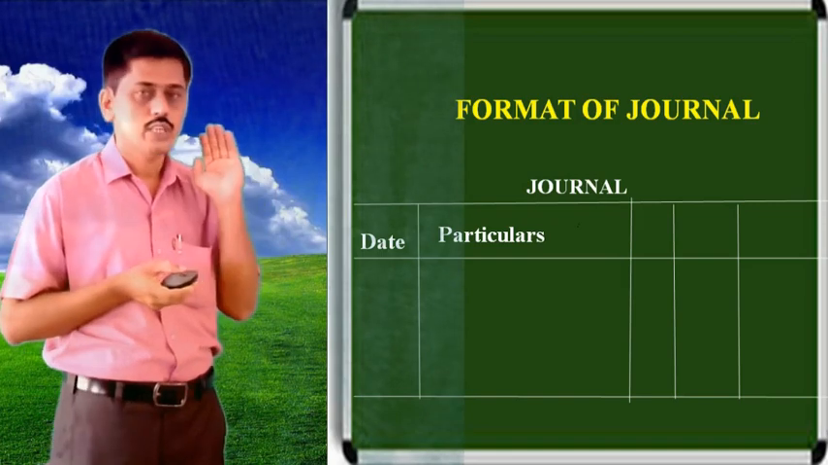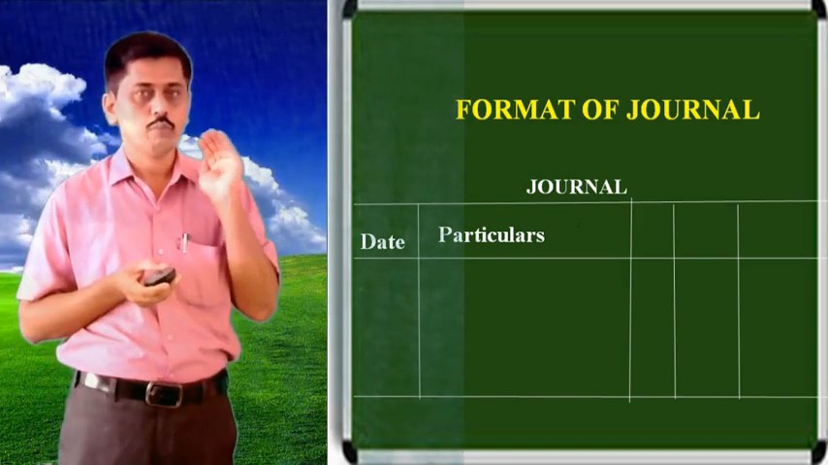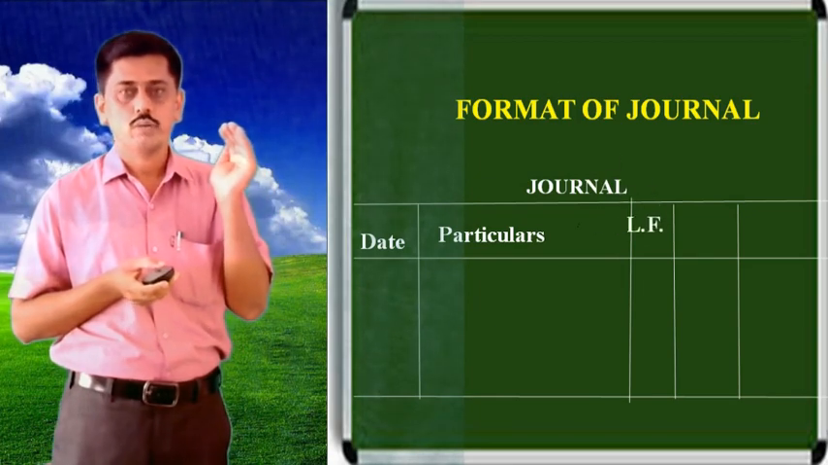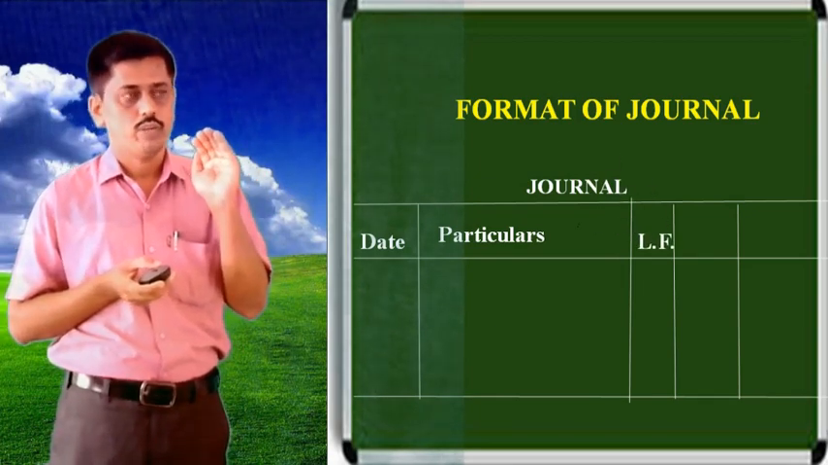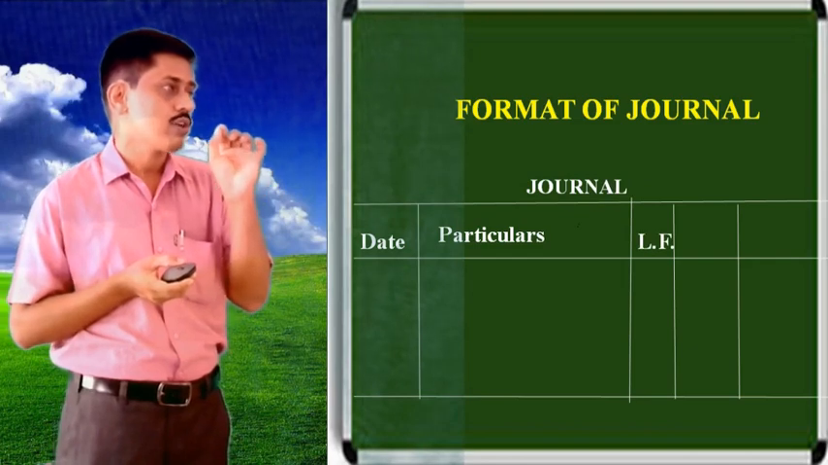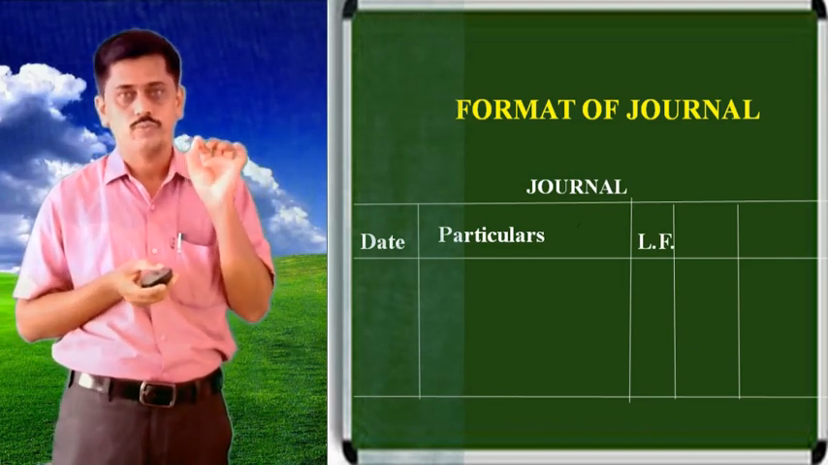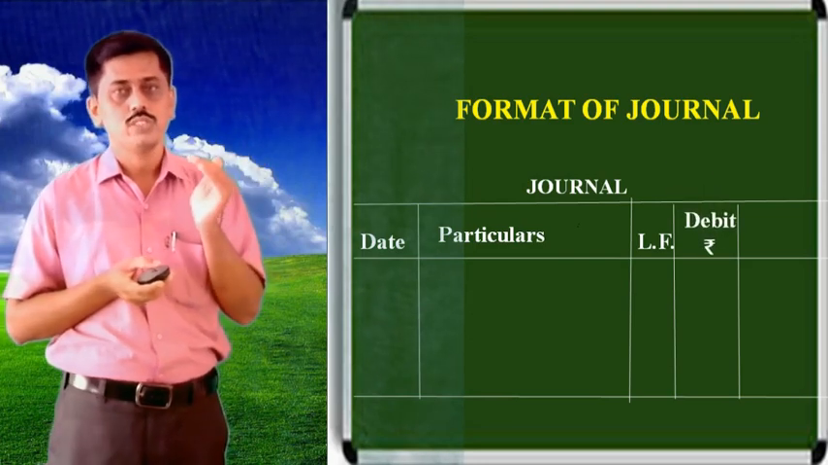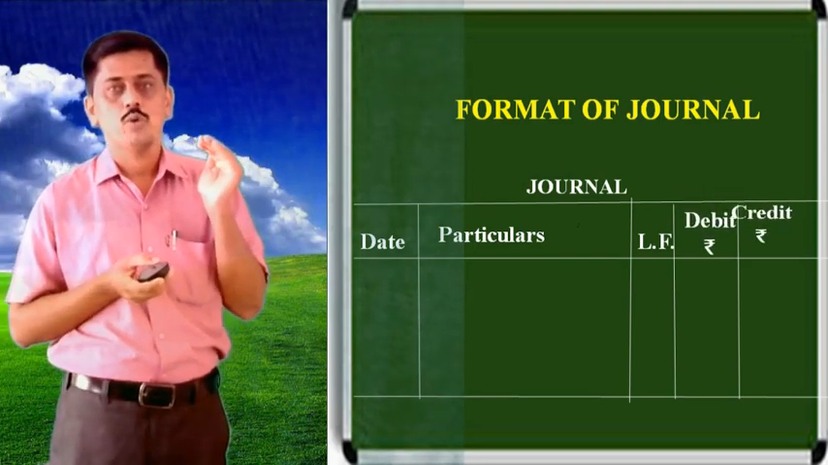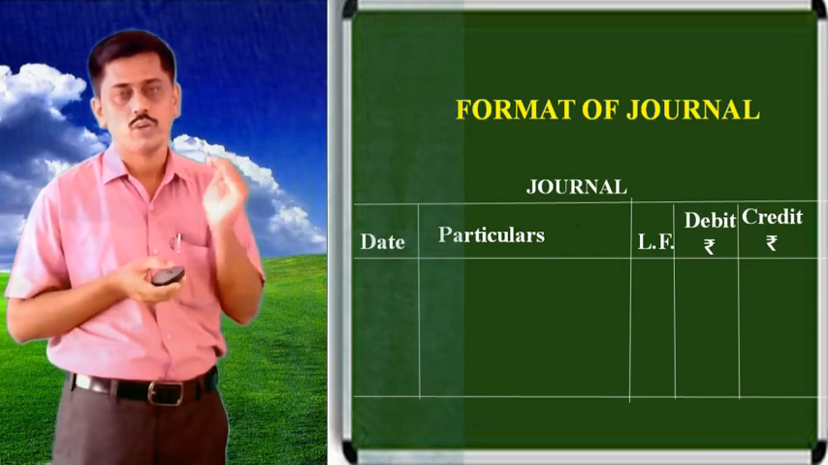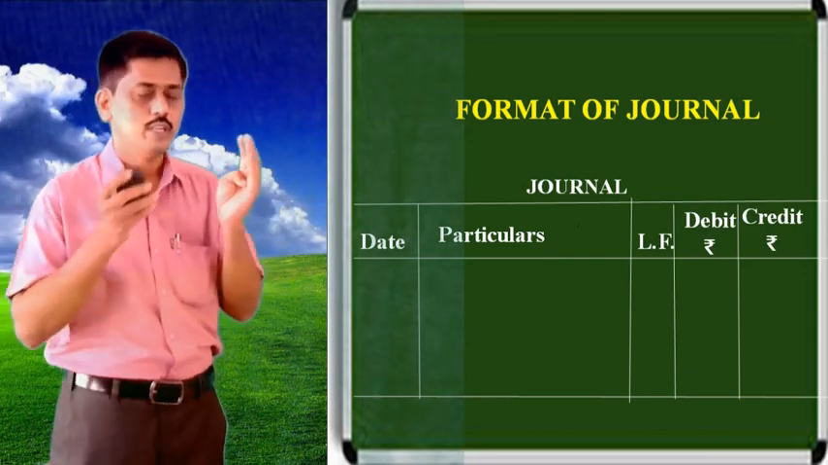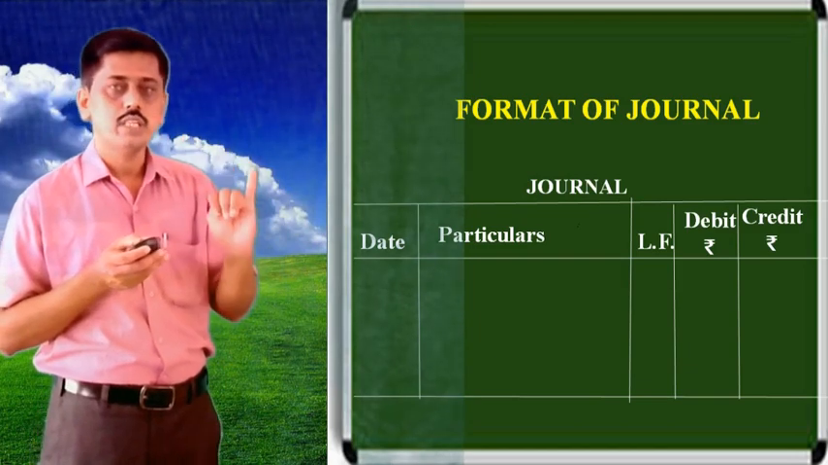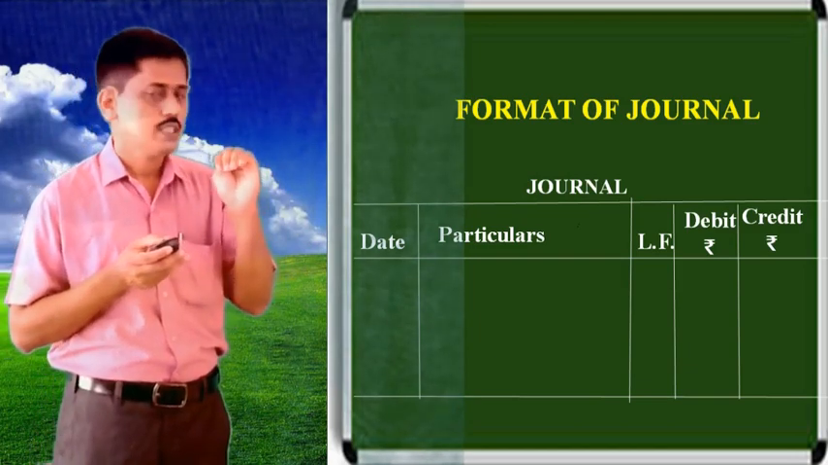First column is date column, second column is particulars, third column LF. What is this LF? LF is the short form for ledger folio. Let me tell you later. Then debit amount rupees, credit amount rupees. This is the format of journal. Date, particulars, ledger folio, debit rupees, credit rupees.